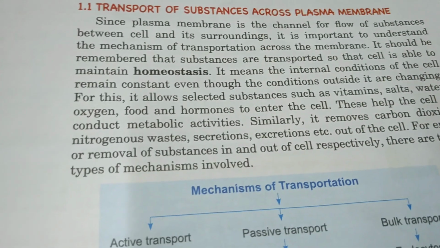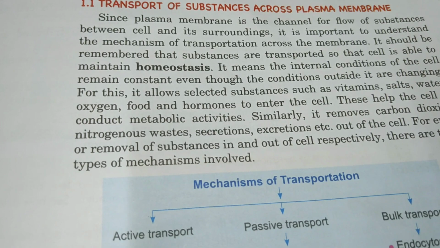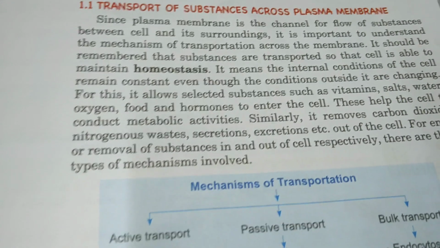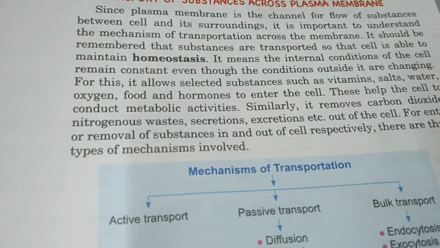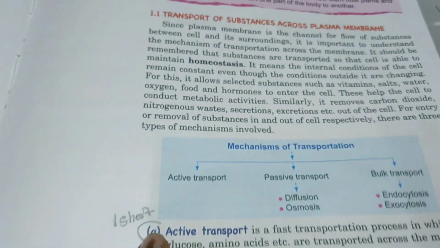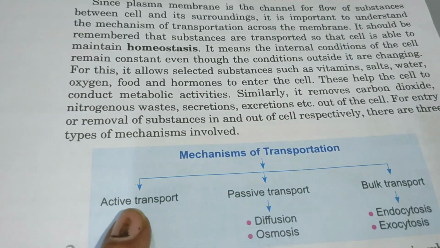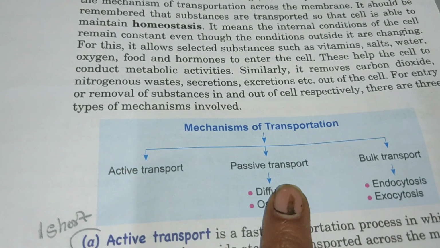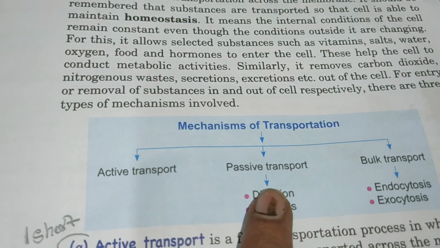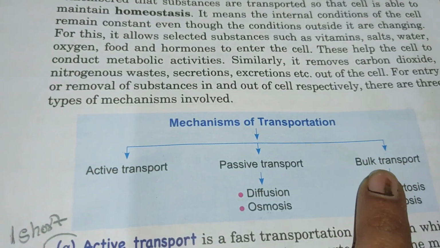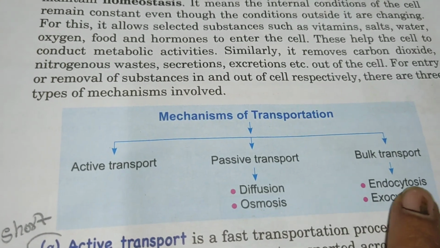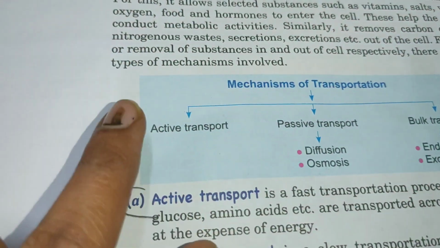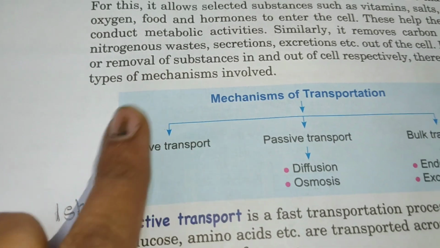For entry or removal of substances in and out of the cells, different types of mechanisms are involved. What are the mechanisms? There are three types: active transport, passive transport, which includes diffusion and osmosis, and bulk transport, which includes endocytosis and exocytosis. First, we'll see what active transport is.